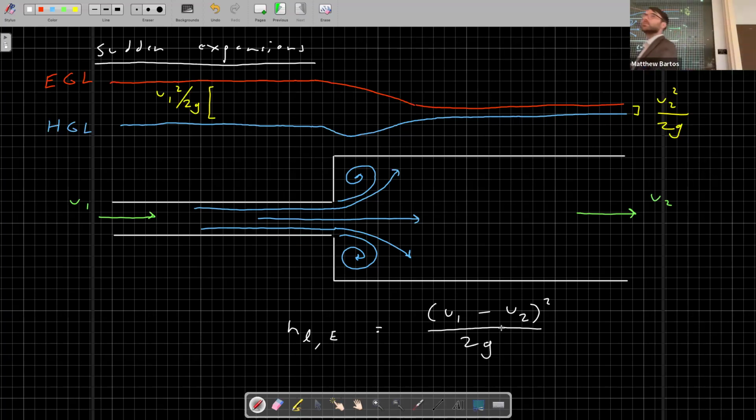Questions on expansions or anything on this slide? So capital E is for this one, and then lowercase e is for the big. Yes, in my notation here, capital E is for sudden expansion. Little e is for entrance loss.